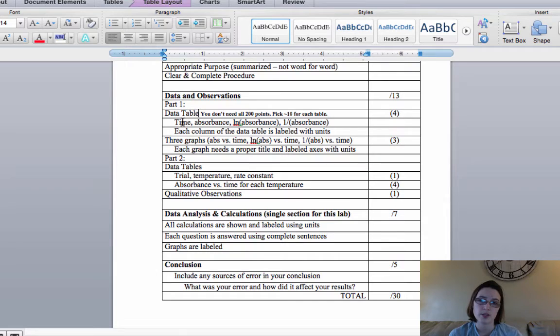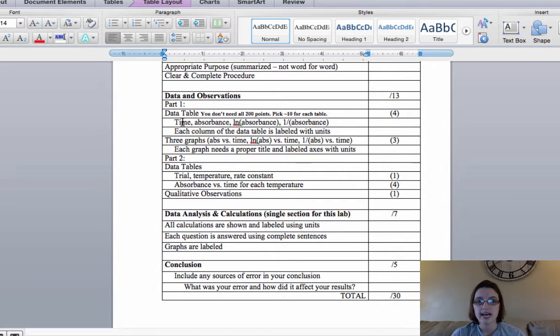Also for part 1, you want 3 graphs: your absorbance versus time, your ln versus time, and your 1 over absorbance versus time. When you make your graphs, make sure that each one has a proper title, labeled absorbance versus time, natural log versus time at the top. Your axes need to be labeled as well. Your x is always time, and your y is going to vary based on what you're focusing on. That all is under part 1.